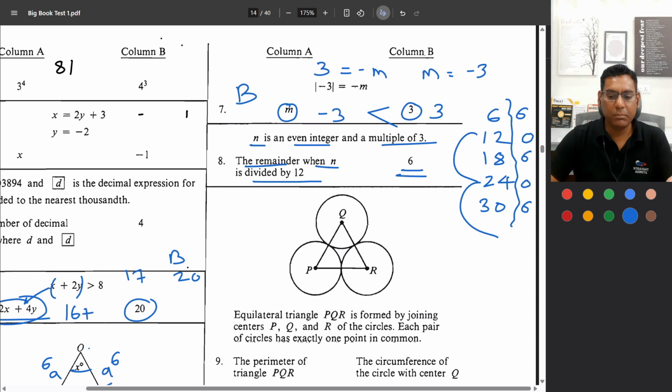Can we compare? In one case it is 6 versus 6, in which case the answer would be C. In one case it would be 0 and 6, and the answer would be B. Can't really determine, so the answer is B.